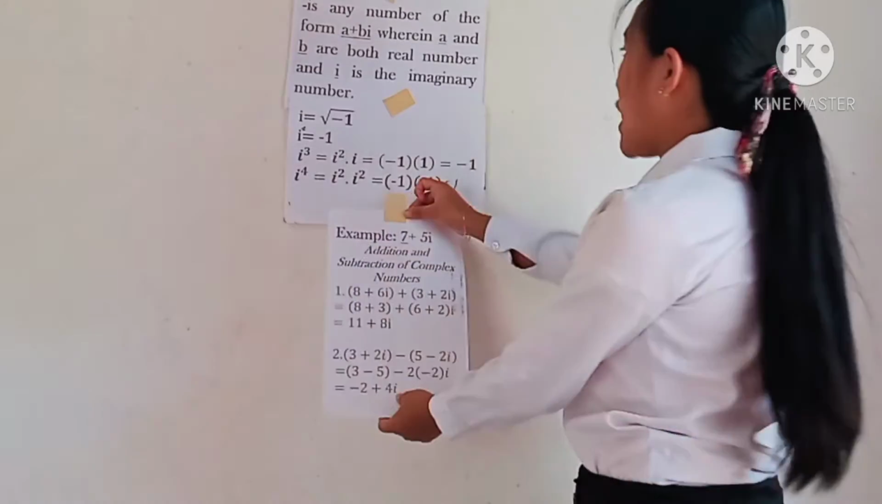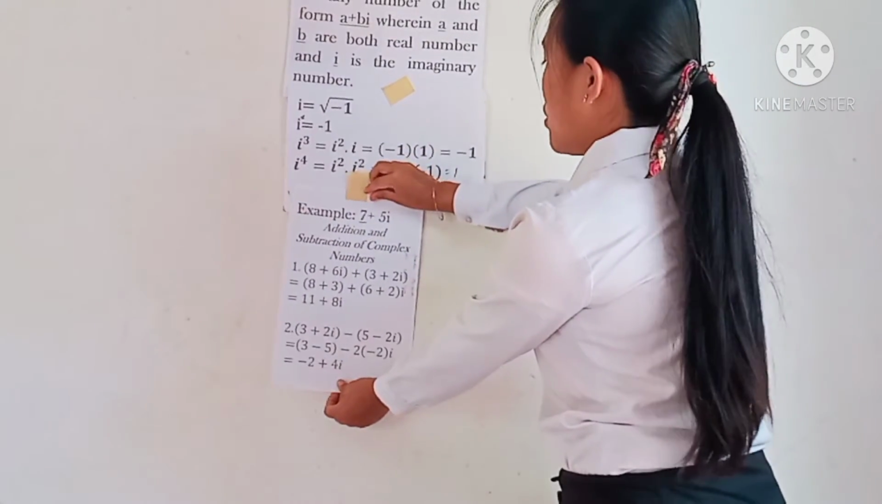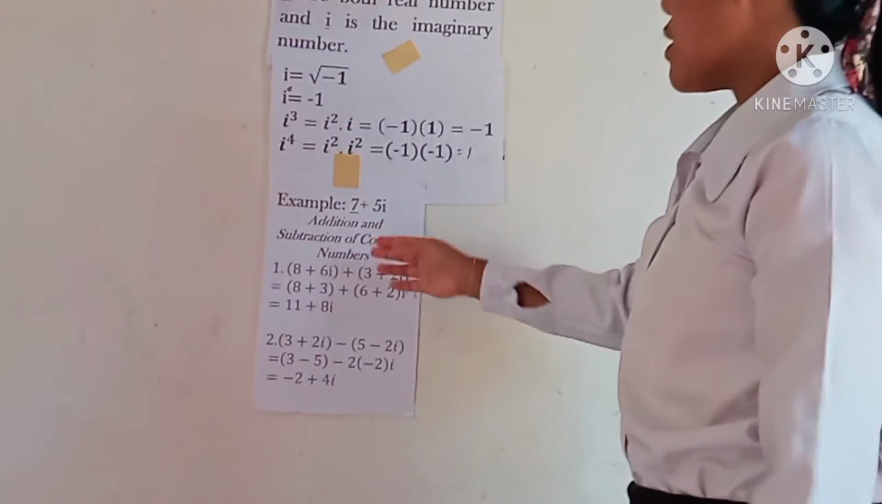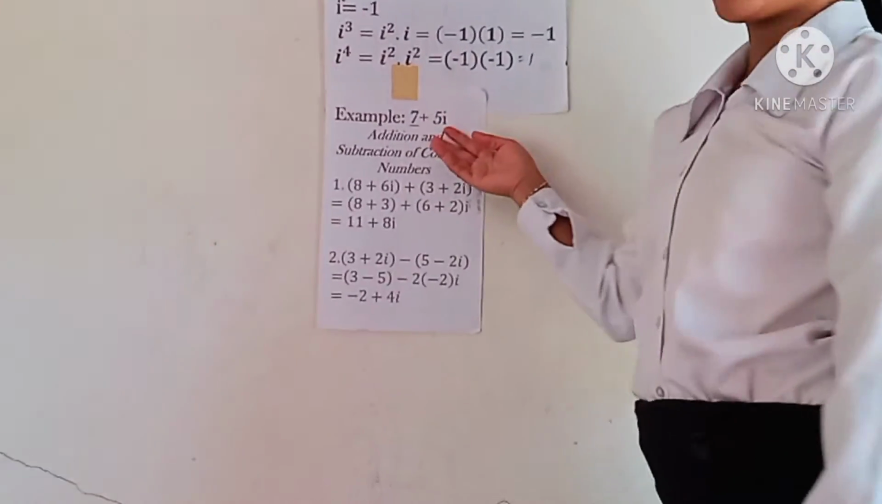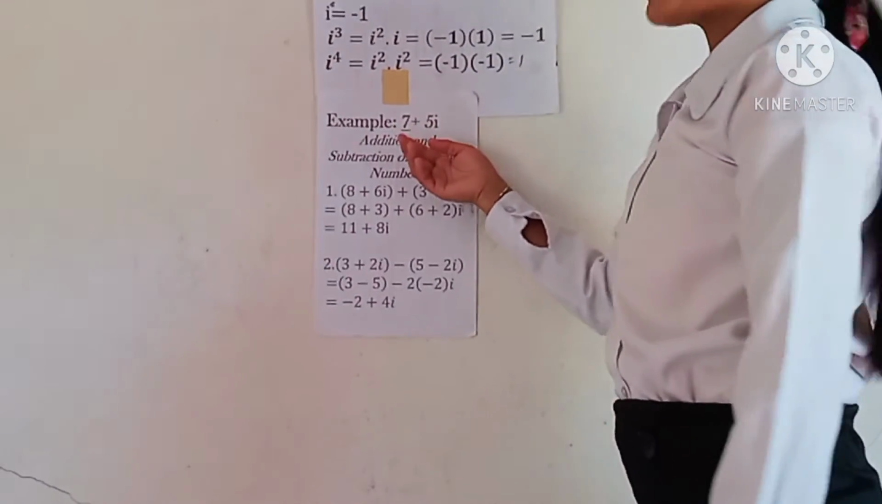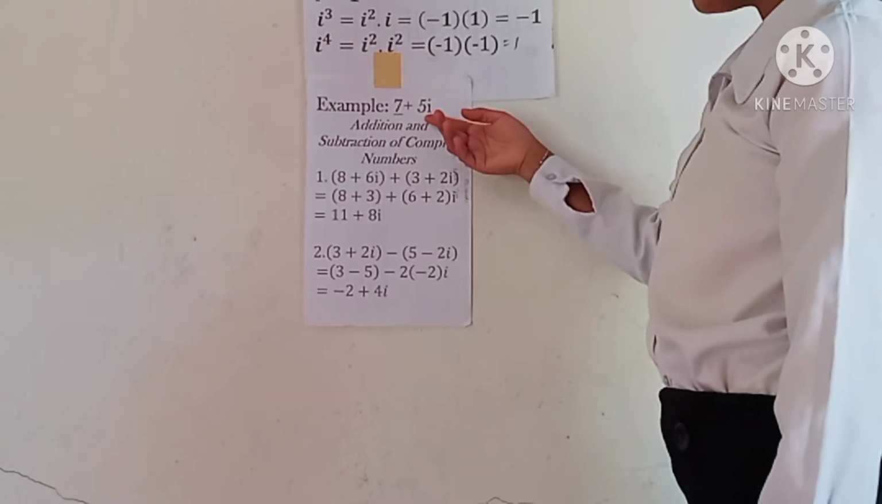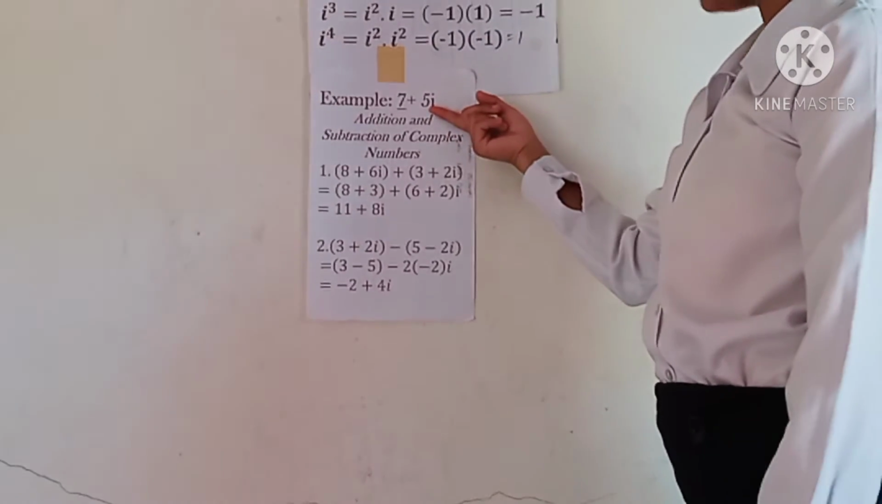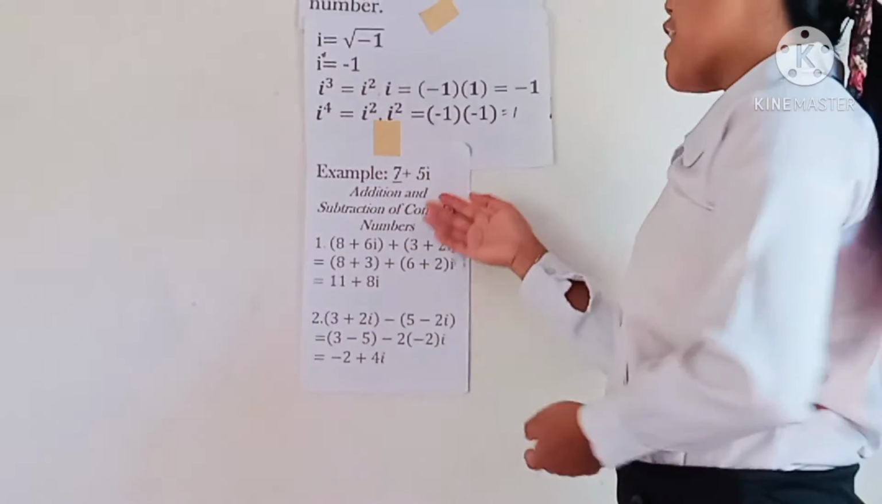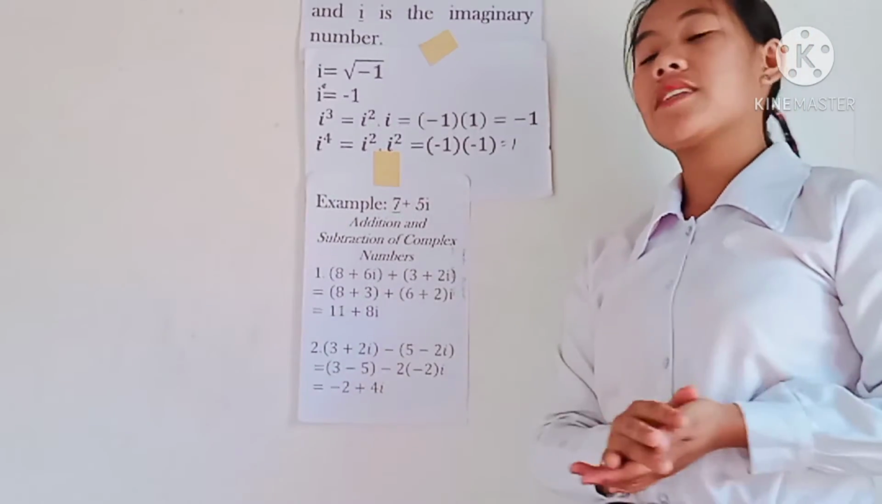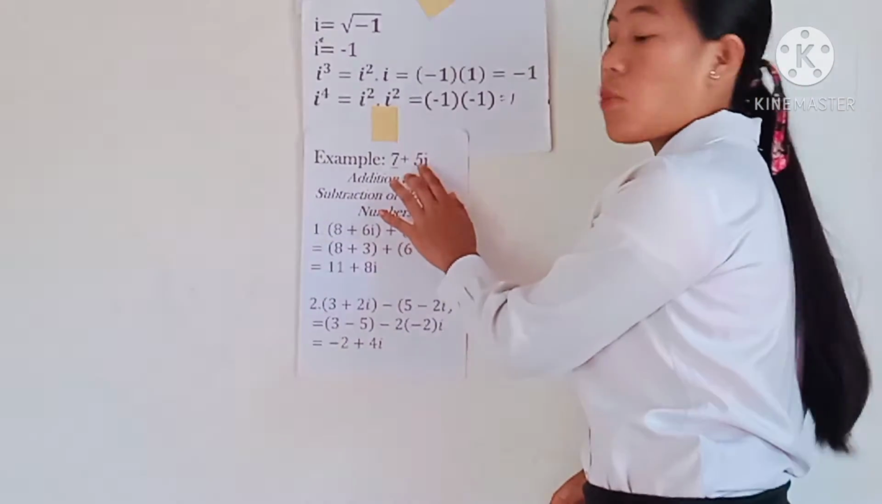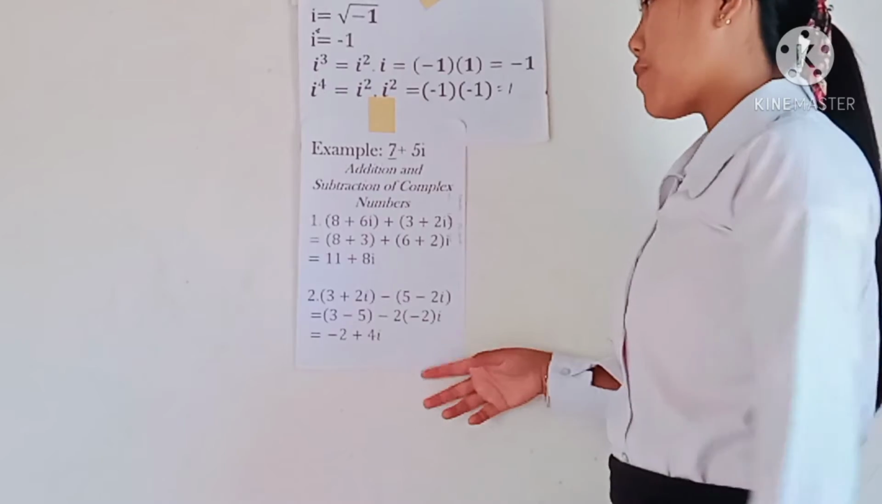Here is an example of a complex number: 7 plus 5i. The 7 is the real number while 5i is the imaginary number, because 5 and i are being combined. So this will become the imaginary number.